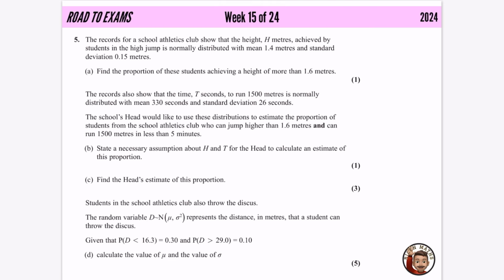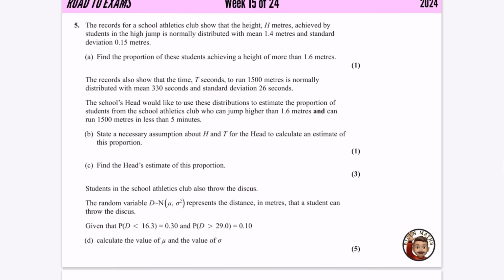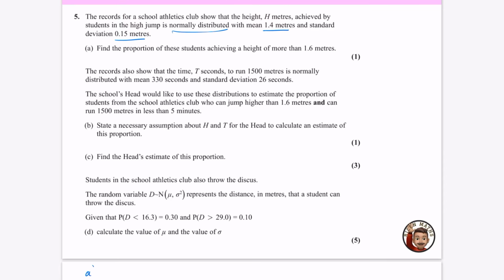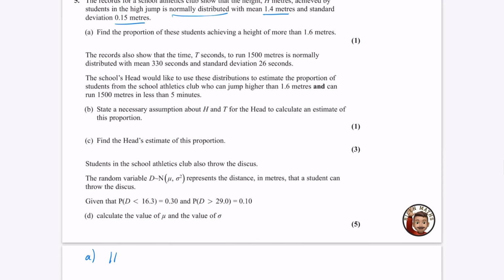So let's get going with this question. It says the records for a school athletics club show that the heights h meters achieved by students in the high jump is normally distributed with a mean of 1.4 and a standard deviation of 0.15. I'm immediately going to write that down. I'm going to say that the heights h have a normal distribution with a mean of 1.4 and a standard deviation of 0.15, like this.